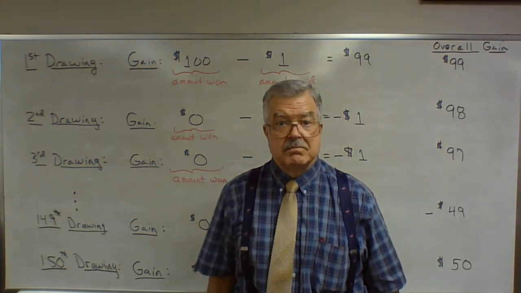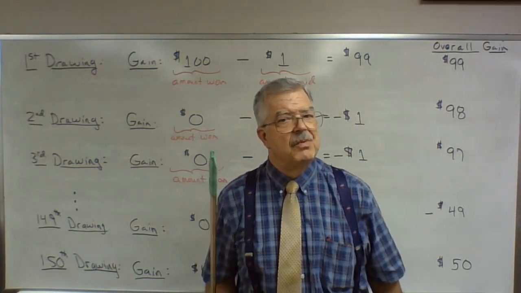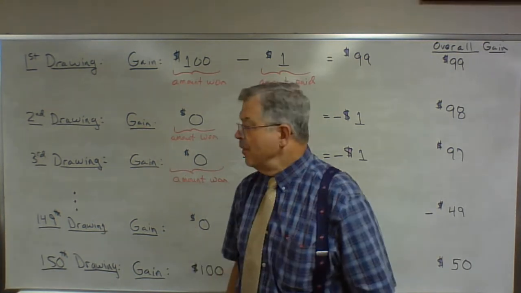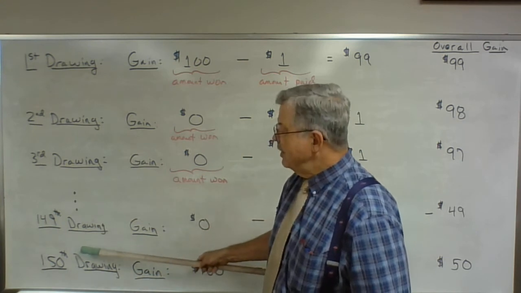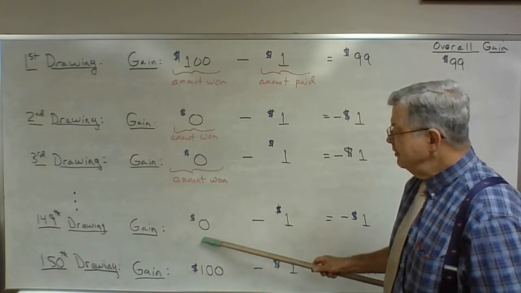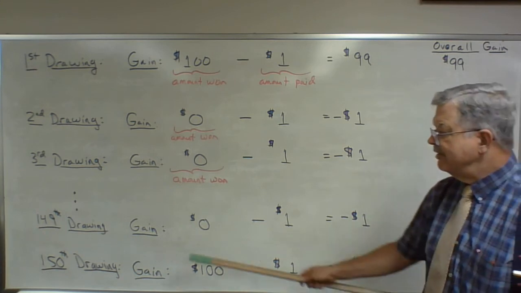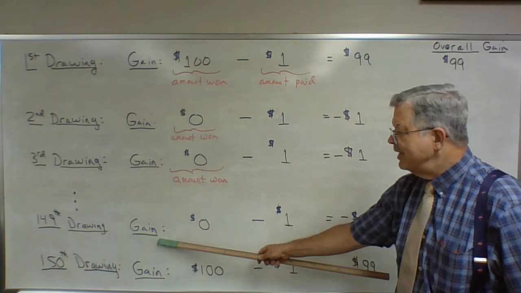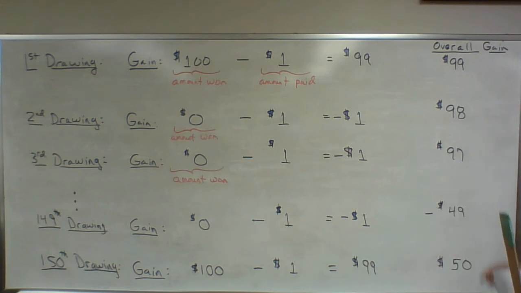And you know what? On the 150th drawing, they get another winner. Before that, second, third, fourth, fifth, all the way to the 149th drawing, they didn't win. The amount that they won was zero. The amount that they had to pay out was $1. So their gain for the 149th drawing was zero minus one, -$1. And over the course of the first 149 drawings, oops, guess what?